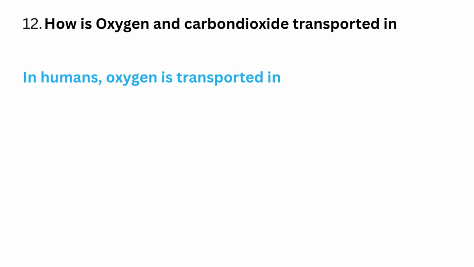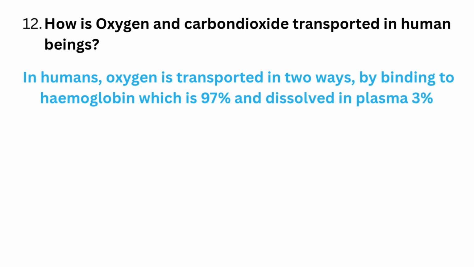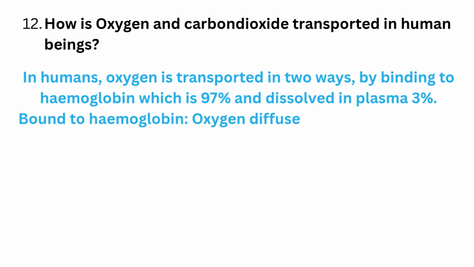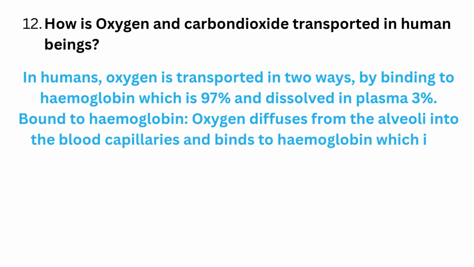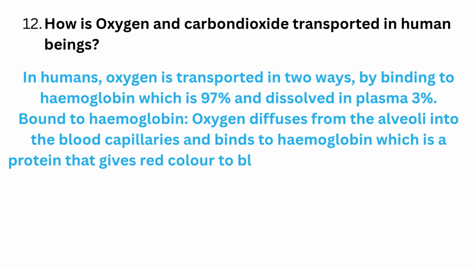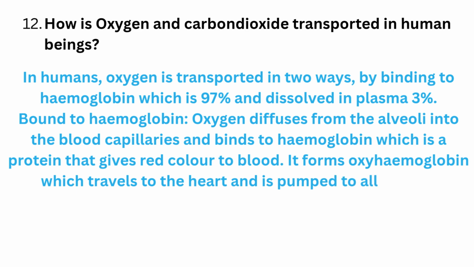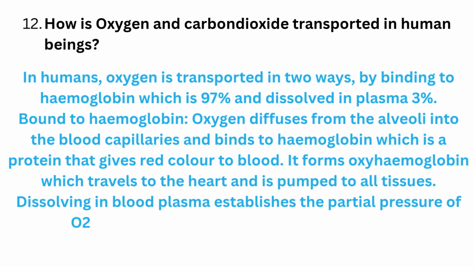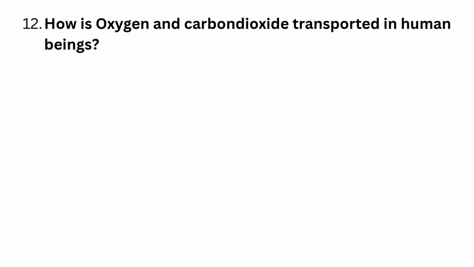How are oxygen and carbon dioxide transported in human beings? In humans, oxygen is transported in 2 ways: by binding to hemoglobin, which is 97%, and dissolved in plasma, which is 3%. Oxygen diffuses from the alveoli into the blood capillaries and binds to hemoglobin, a protein that gives red color to blood. It forms oxyhemoglobin, which travels to the heart and is pumped to all tissues. Dissolving in blood plasma establishes the partial pressure of oxygen, which is needed for diffusion into the cells.